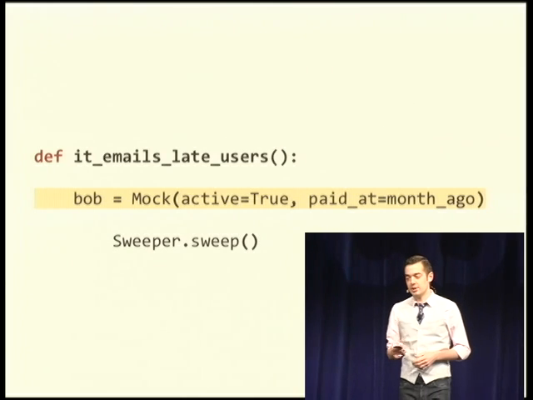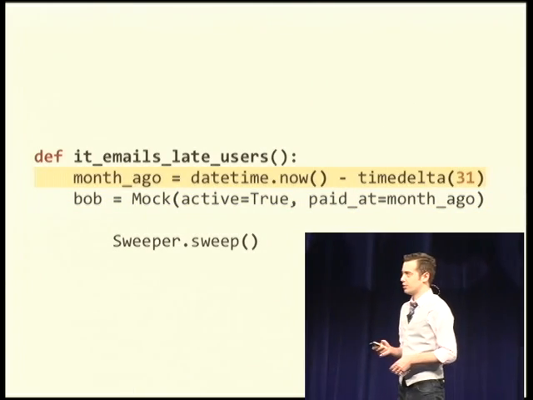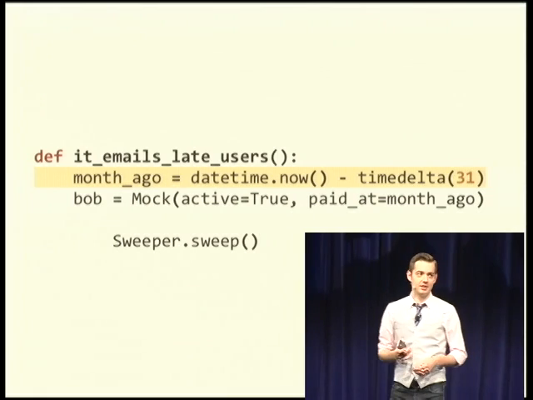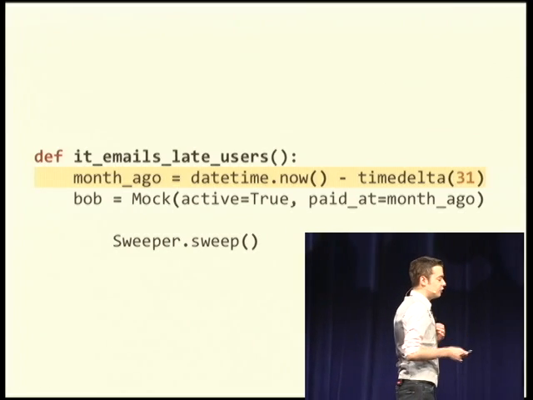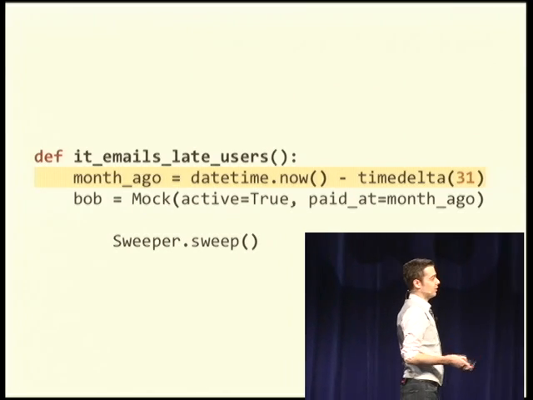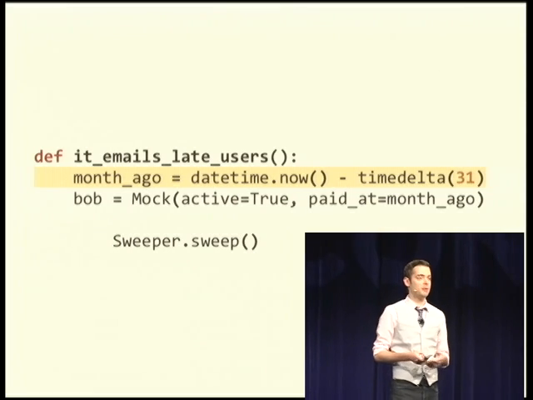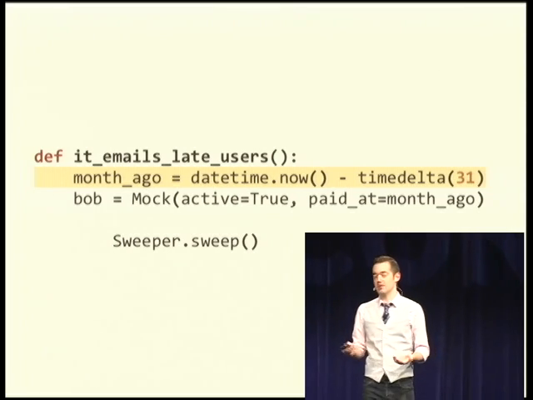Bob last paid a month ago, so we need a month ago. I'm going to do it a really nasty way because it fits on a slide. The right way to do this is actually a little bit longer. And then we need a way to get Bob into the sweeper. We're not passing him into the sweeper, so the sweeper has to pull him out from some other object.